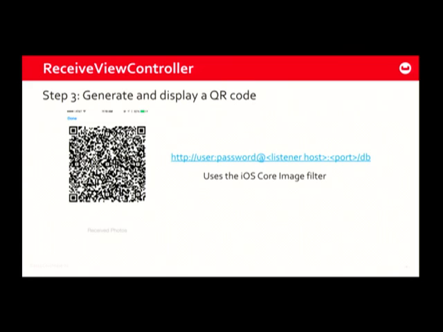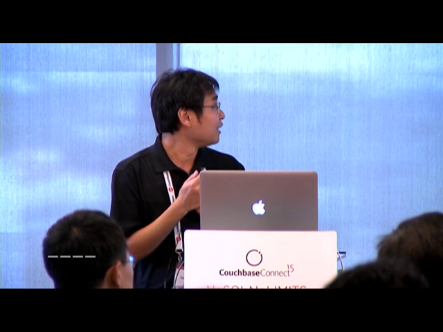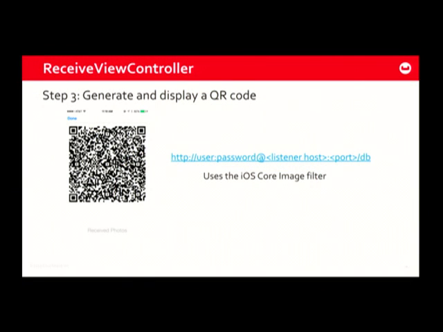And here is the last step of the receive view controllers. From the first step, we have the Couchbase Lite listeners set up, and then we set up the database change listeners, and we also have the sync URL. So now we are going to use the sync URL to generate the QR code. In order to do that, we use the iOS CoreImage filter to generate the QR code. Inside the QR code, you can see that we have the listener host, port, and the database name, and we also bundle the username and password for authentication.